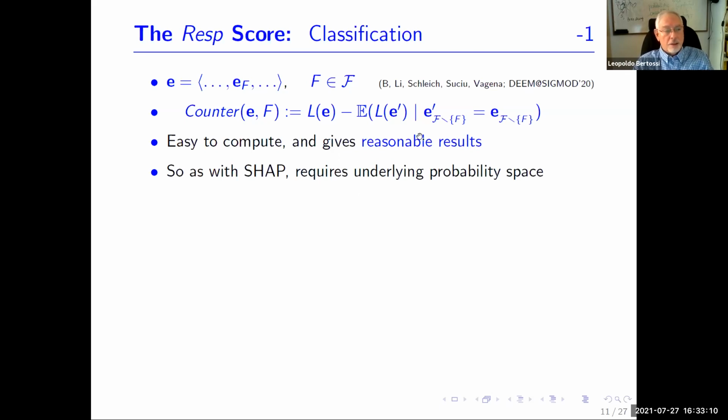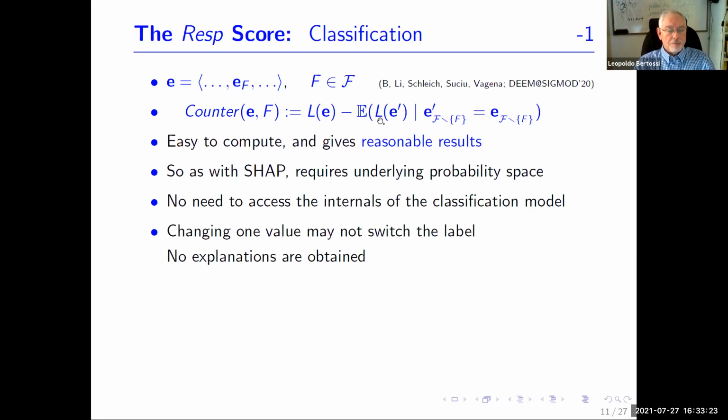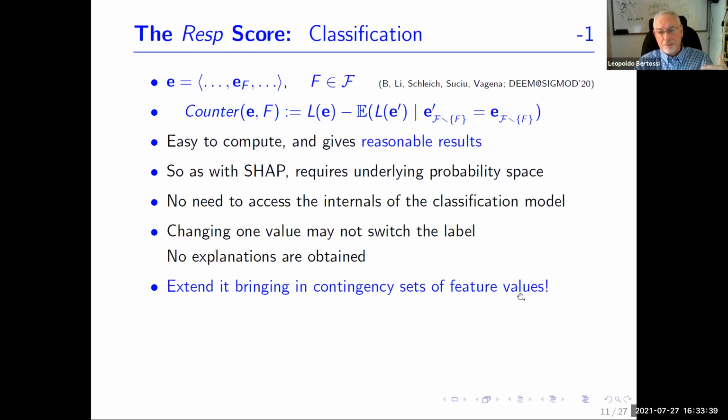Of course, it requires an underlying probability space. There is no need to access the internals of the classification model, because all we need is the classifier represented by L. But the point is that changing only one value, the value for F, may not switch the label, so no explanations are obtained. So what we do is extend the score by bringing into the picture contingency sets of feature values, as I suggested a few slides ago. This is the RESP score that we have defined in detail in this paper.